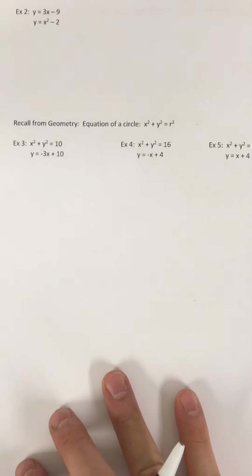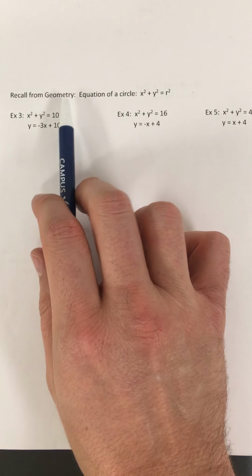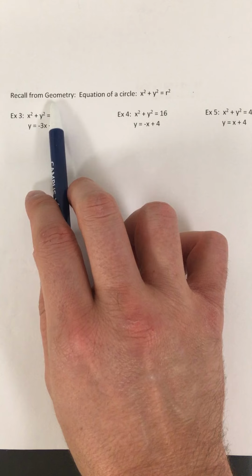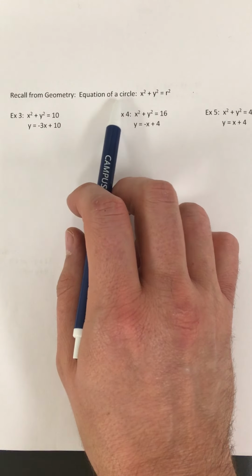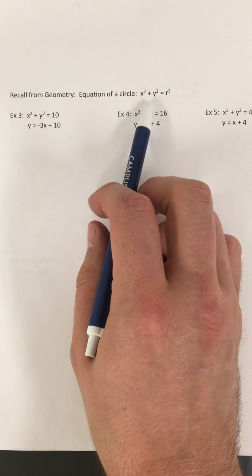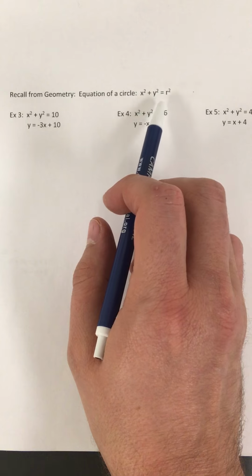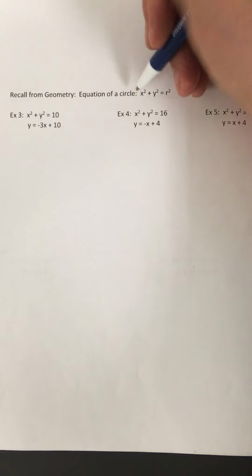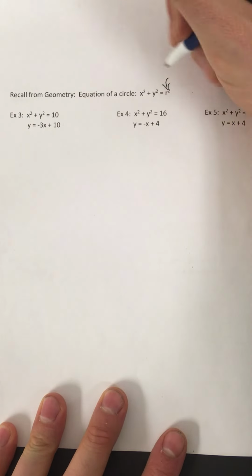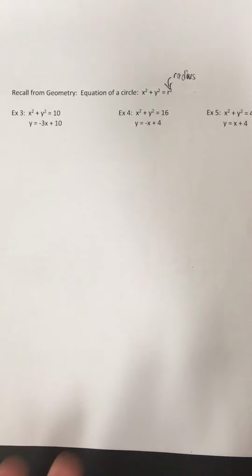Now, something we need to review from geometry, and I say review, but you may not have been taught this because it was the last quarter of geometry: the equation of a circle. Any circle with a center at the origin (0, 0) can be written with this equation: x squared plus y squared equals r squared. What does r stand for in a circle? R is the radius, R-A-D-I-U-S, the distance from the center of the circle to the outside of the circle.